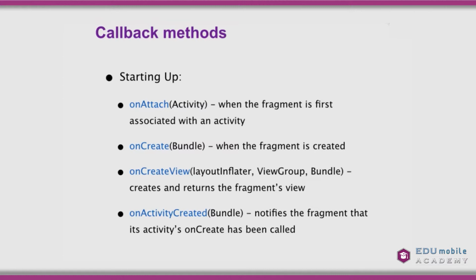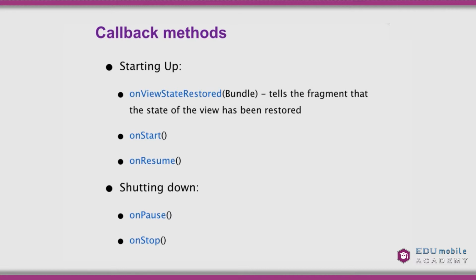Then we have onCreateView, and this we get a layout inflater, which we're going to talk about in the demos, a view group, the view group for the fragment, and a bundle. And this creates and needs to return the fragment's view. onActivityCreated tells the fragment that its activity's onCreate has been called, and we get the bundle with that. onViewStateRestored tells the fragment that the state of the view has been restored from a previous state.